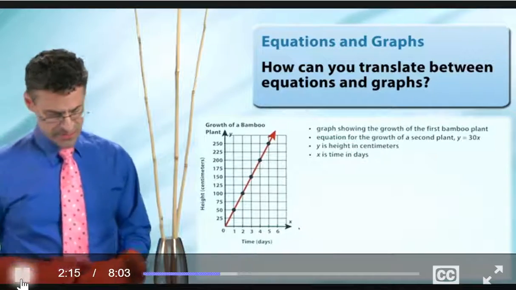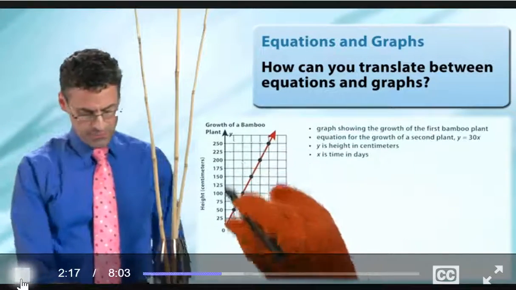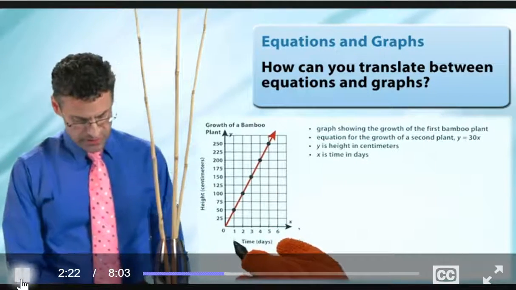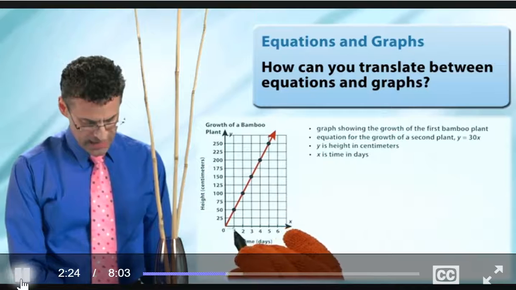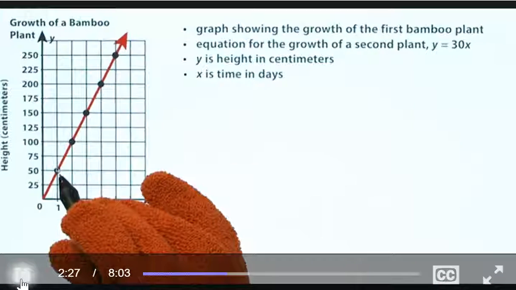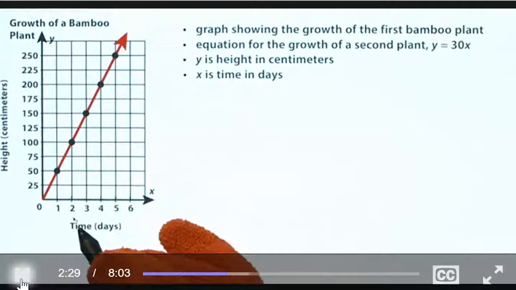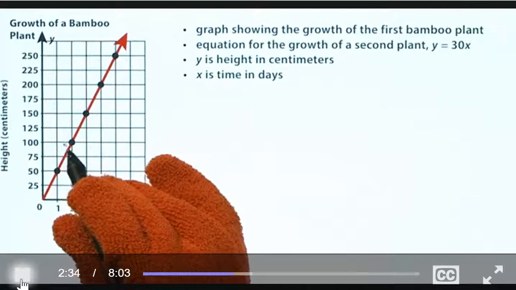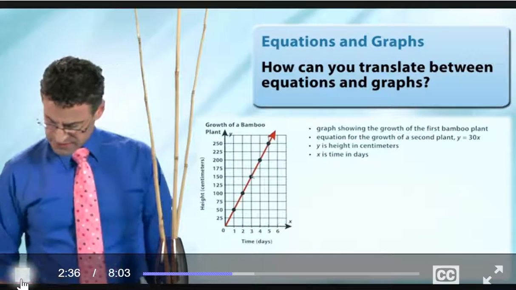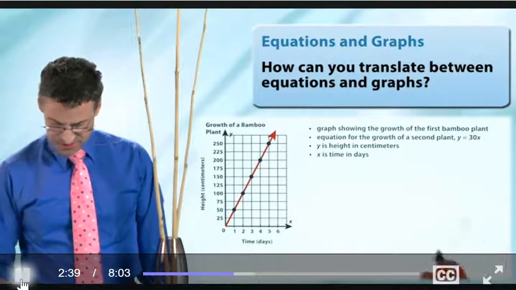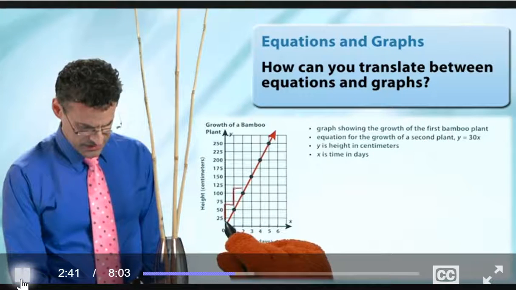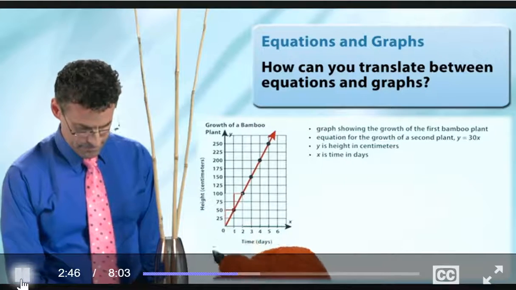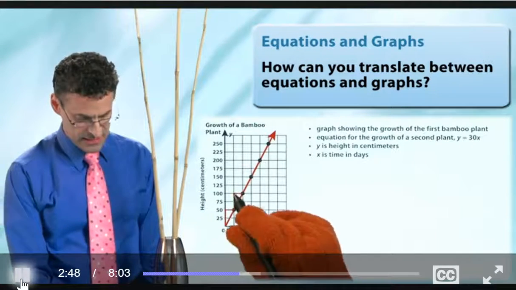Okay, so let's think about this now. If we take a look at the first bamboo plant, the one given by the graph, what do we notice about the growth of it? Notice that in one day, the plant will grow 50 centimeters. And that continues: 50 centimeters in one day, and then another 50 centimeters in the second day, and so on. It kind of forms like a little L. Do you see those little upside-down L's? You can see those upside-down L's right there, live.